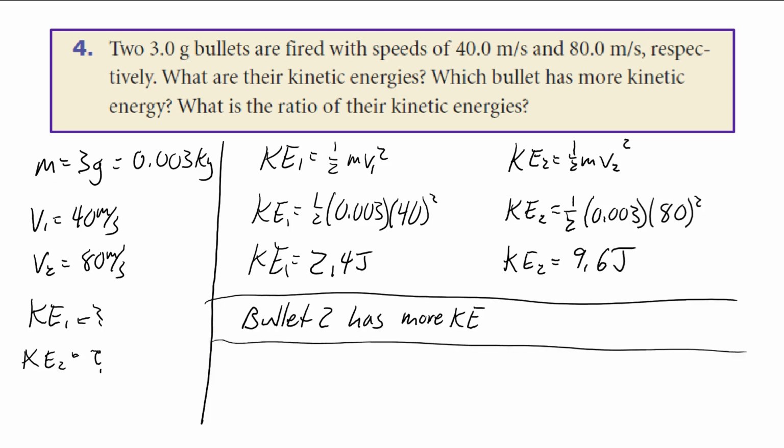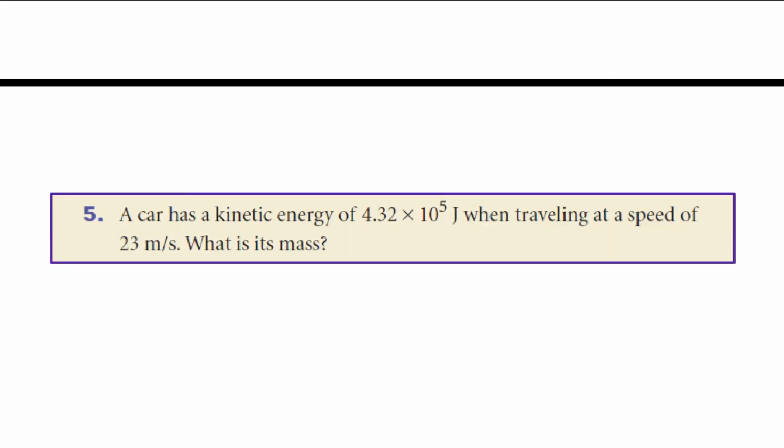And the ratio, you could set it up again. 2.4 to 9.6. It's a ratio of 1 to 4. Bullet 1 to bullet 2. The ratio is 1 to 4 in terms of their kinetic energy, again, because the velocity is squared. It's an exponential relationship between the velocity and the kinetic energy, as opposed to the direct relationship between the mass and the kinetic energy. Number 5, final problem.